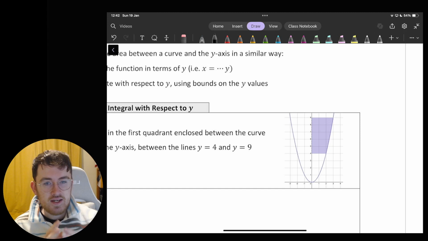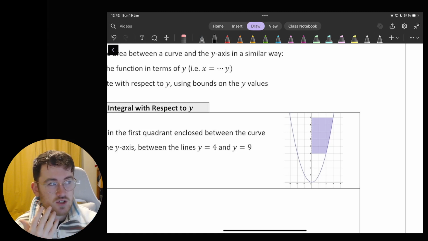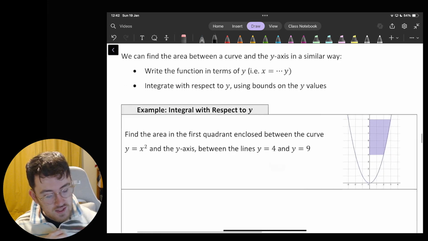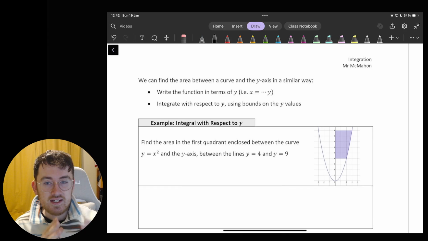For this specific example, it definitely would seem a lot easier if we could do it from the curve to the y-axis between those y values. It would make the whole calculation an awful lot easier. The main thing to notice is that I need to integrate with respect to y, because my bounds would be y values, so my integral needs to be dy. So it would be slightly different to the integrals we've been looking at already.